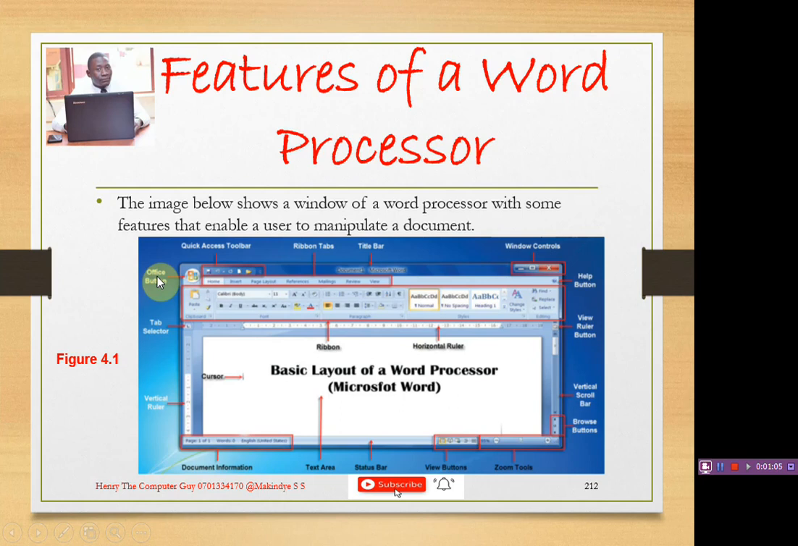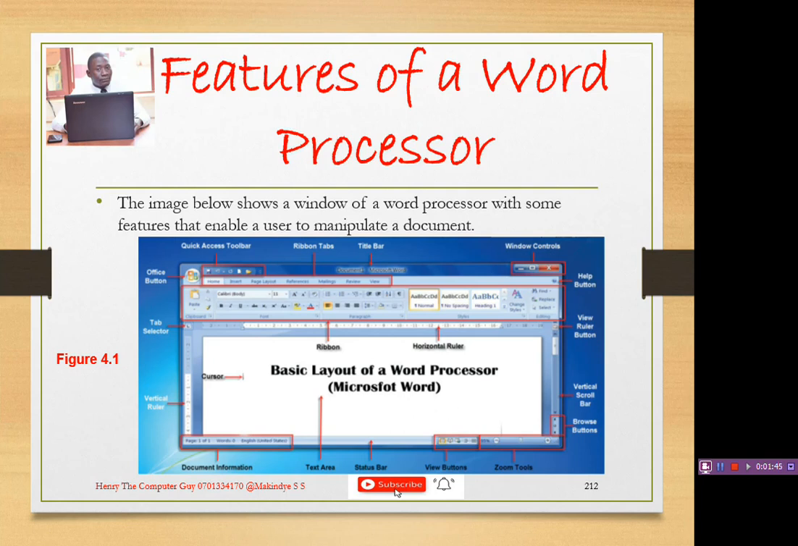What does the office button help us to do? It can enable you to open a document. You can use it to save a document. You can use it to open those documents which were created earlier. You can use it to print your document and other tasks. It can also be used to perform other document output functions, for example, fax and email. Or it can be used to change some word options. For example, if you want to change the measurement units, let's say from centimeters to meters, and other units, it can be done on the office button.